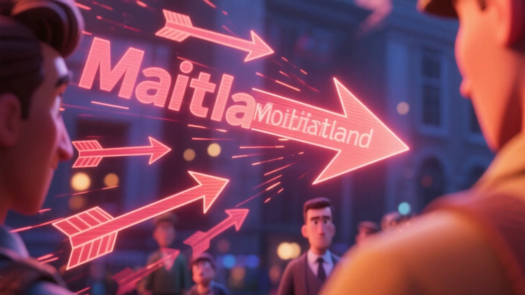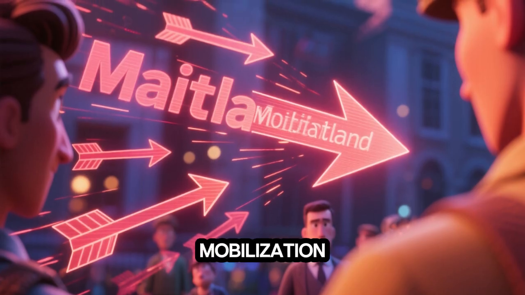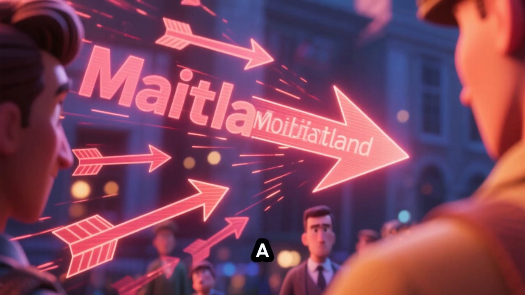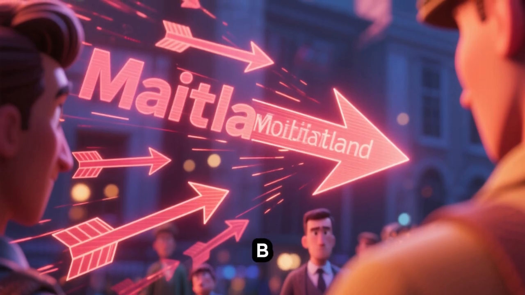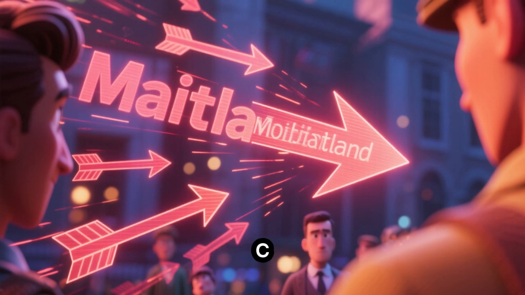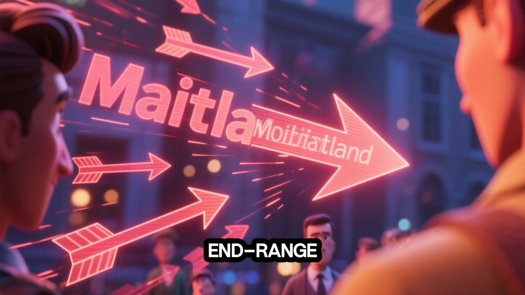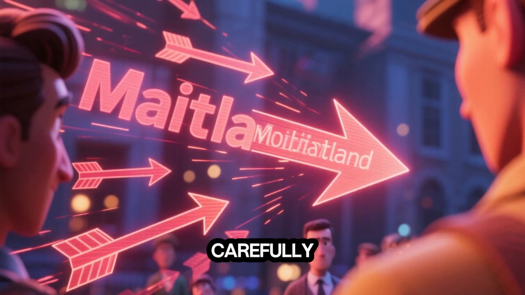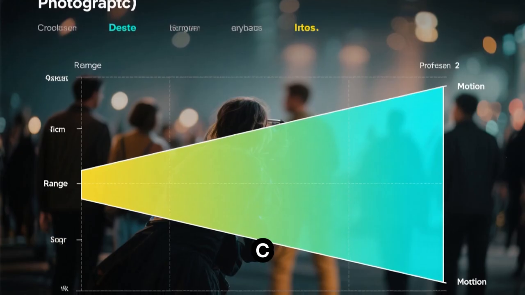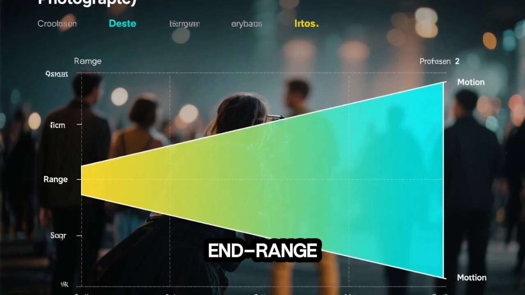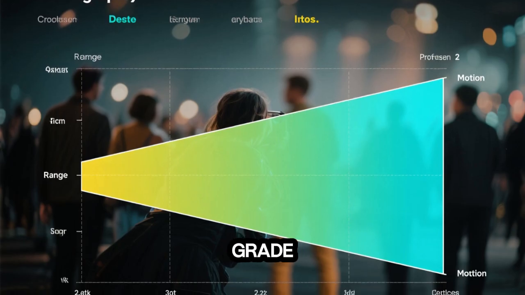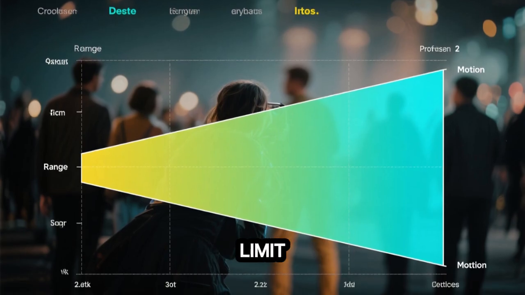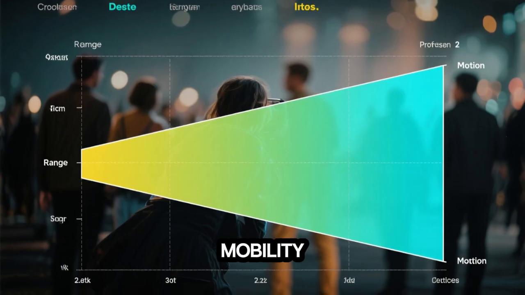Question 3. In Maitland mobilization, grade 4 techniques are used for: A. Pain relief. B. Joint nutrition. C. Increasing range of motion. D. Proprioceptive activation. Think carefully. The answer is C, increasing range of motion. Grade 4 involves small amplitude oscillations at the limit of range to restore mobility.